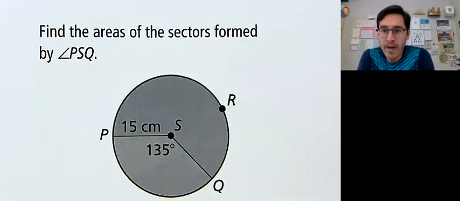All right, welcome back. Our next problem today is to find the area, not of the whole circle, but just of a sector, which is a slice or section of the circle. So find the areas of the sectors formed by angle PSQ.